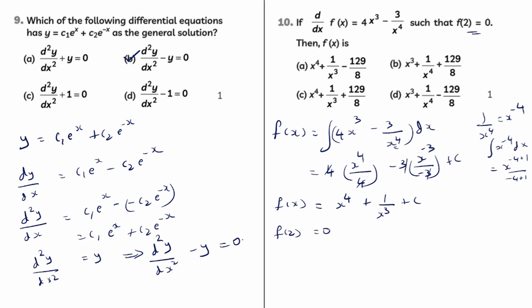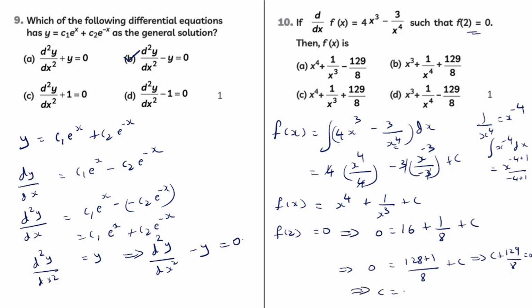f of 2 equal to 0 implies 0 equal to, here when we put x as 2, we will get 2 raised to 4 plus 1 by 2 cube. 2 raised to 4 is 16 plus 1 by 2 cube is 8 plus c. Or 0 equal to 128 plus 1 by 8 plus c. Or we get c plus 129 by 8 equal to 0. So we get c as minus 129 by 8.